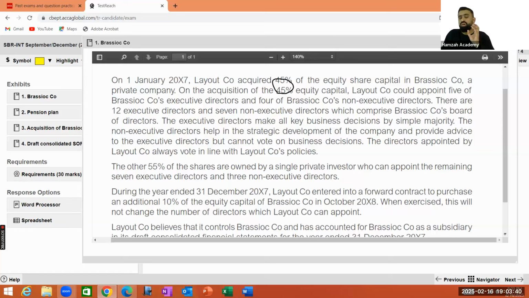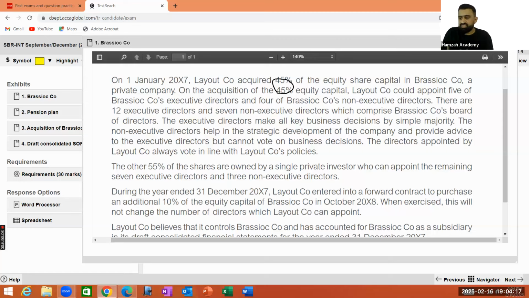Okay. So the conclusion, after discussing all these factors, would be that the Layout company does not have control over the Brassico company. They do not have control over B company. So it should not be treated as a subsidiary. If they are treating it as a subsidiary, they are doing wrong accounting. It's not their subsidiary company.